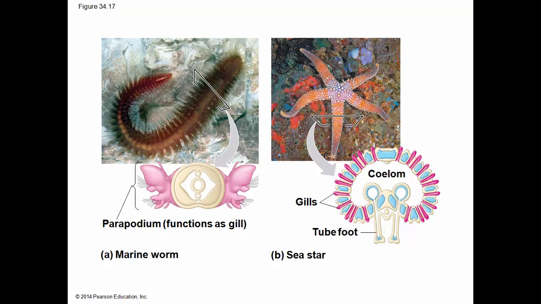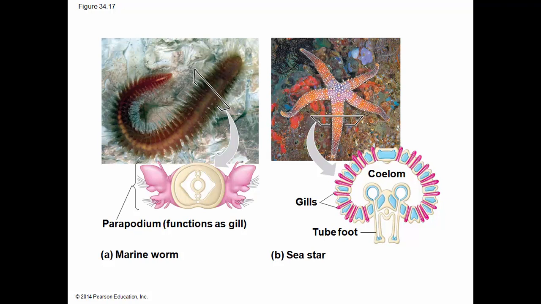Here's a bristleworm. It's an annelid. It's a polychaete, a marine worm. Polychaetes, marine worms of the phylum Annelida, have a pair of flattened appendages called parapodia, singular parapodium, on each segment. The parapodia serve as gills and also function in crawling and swimming.